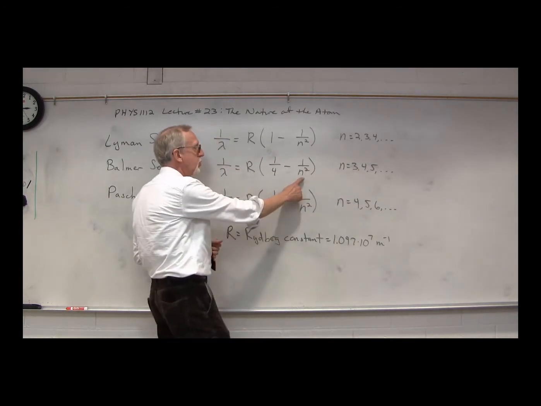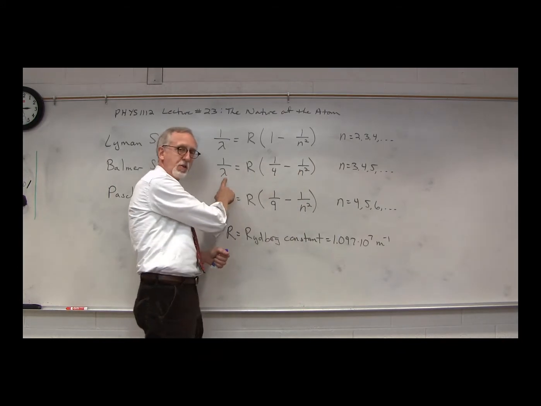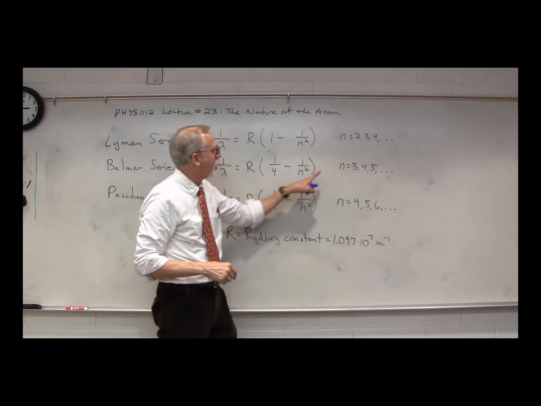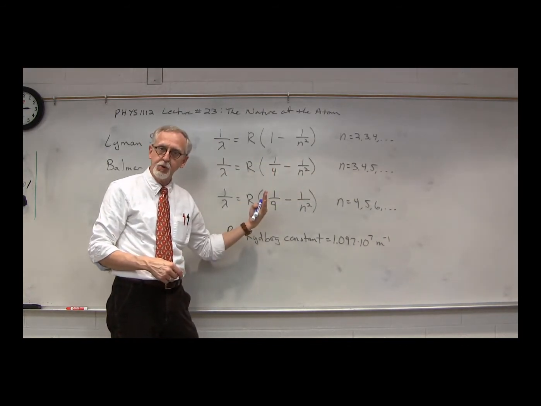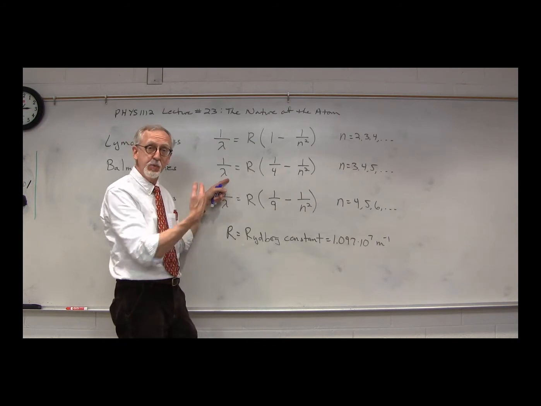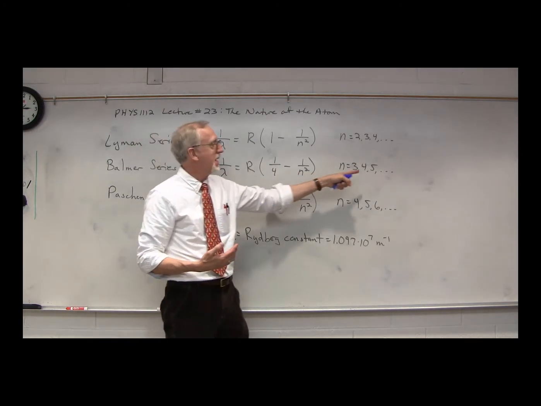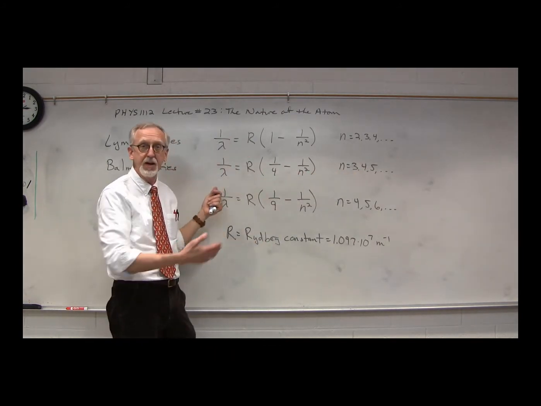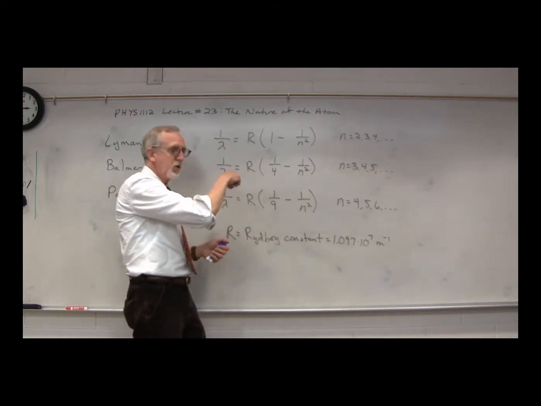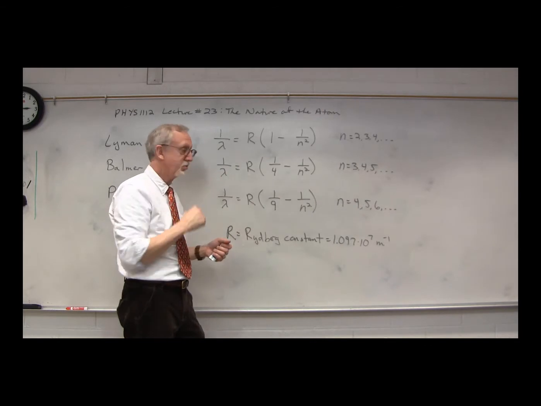If you put in n equals 3 here, you can calculate the wavelength of the red line, and we'll do that in just a minute. You put n equals 4, and that gives you the next line, the blue-green line. You put in n equals 5, and that gives you the blue line. Put in n equals 6, that gives you the purple line, etc. You put in higher values, and you get lines that start getting closer and closer together.